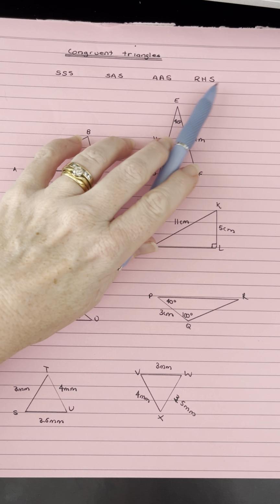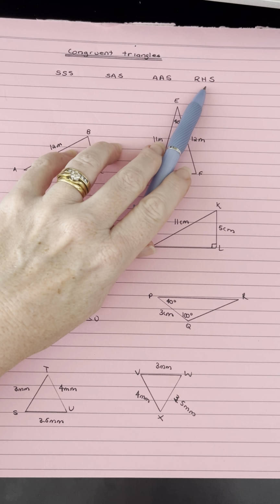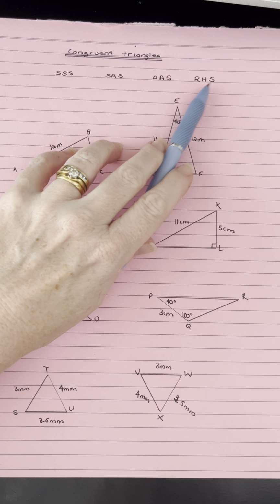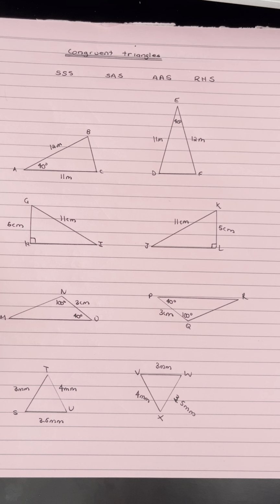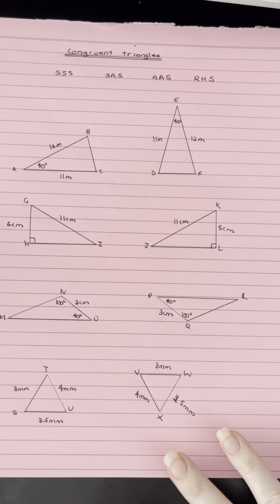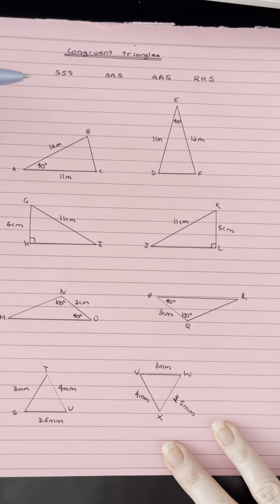And then we've got RHS. So that's where we have a right angle. We know the hypotenuse is matching on both, and we have a matching side. So I'm going to go through these 4 and look at what we can see in each one and decide which coded reason or which congruency test we can use for that. We can also write congruency statements, so we're going to do that as well.